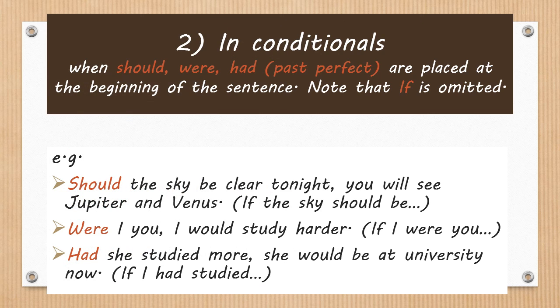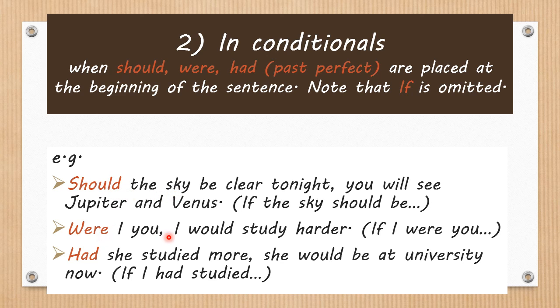Two. Inversion also occurs in conditionals when should, were, had, part of past perfect, are placed at the beginning of the sentence. We note that if is omitted. Example: should the sky be clear tonight, you will see Jupiter and Venus. In this case, I omit if, and should goes before the subject.